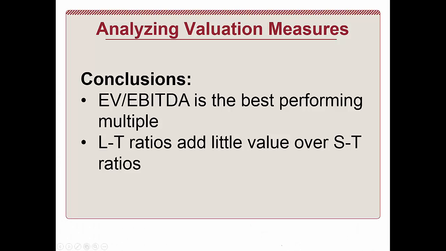So I won't bore you with the details of the study. You can certainly download it from the university library website. It's again published in the Journal of Portfolio Management, but you need to know the two main conclusions associated with this. Enterprise value to EBITDA turned out to be the best performing multiple over this time period, and the second big conclusion is they found that, for example, looking at earnings over a number of years added very little value over a simplistic measure of just taking earnings over the past year.